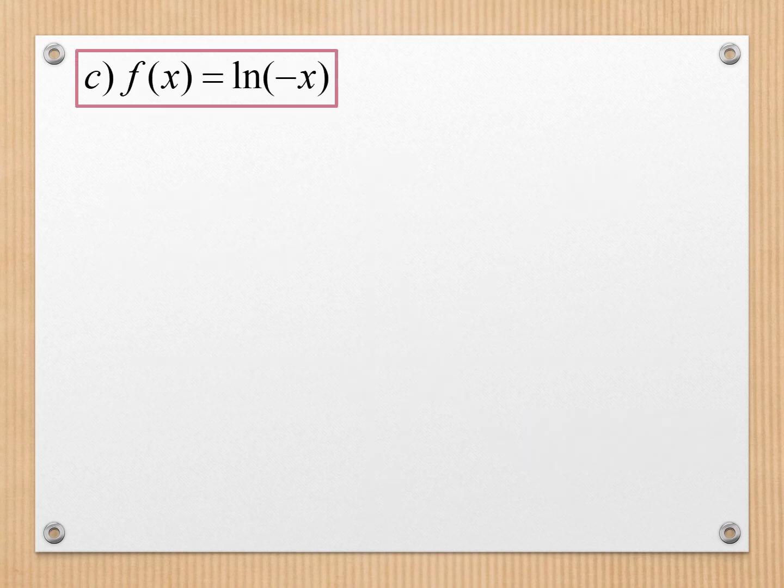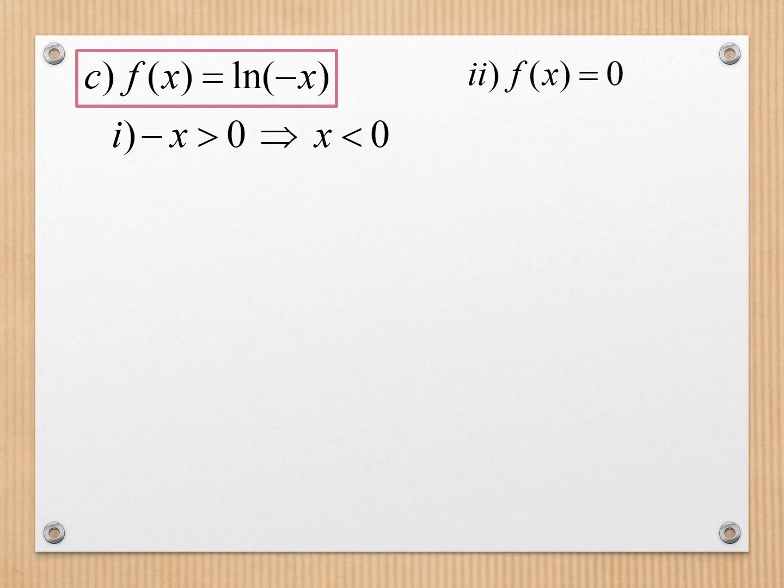Let's look at question C. f(x) equals ln(-x). So first we find the domain. Negative x is more than 0, so then we get x less than 0. So the domain here is (-∞, 0), which is on the left side of the x-axis.